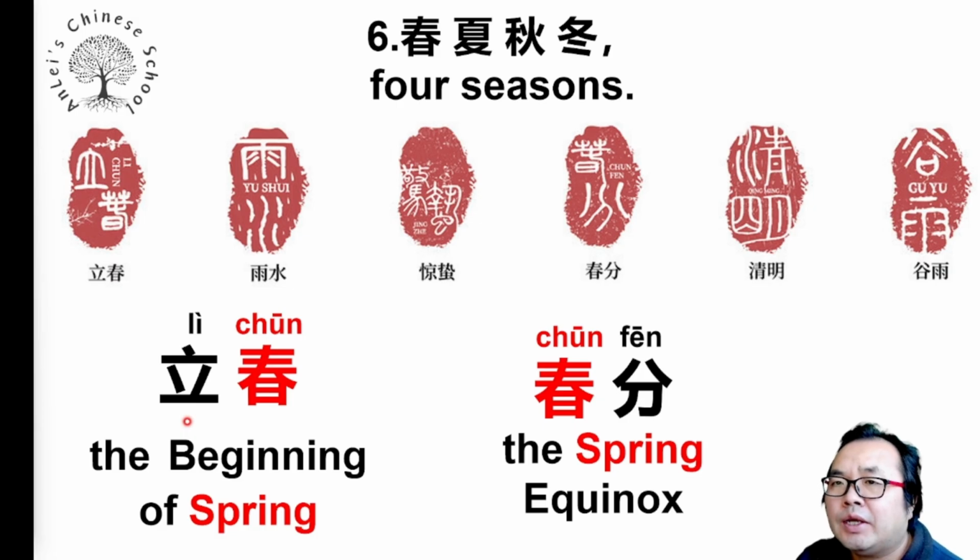In the spring, there's Li Chun, the beginning of spring, and Chun Fen, the spring equinox. The beginning of spring usually falls on February 3rd, 4th, or 5th every year. It marks the start of spring, and all things come back to life. The spring equinox usually comes on March 20th or 21st. The sun shines directly on the equator, resulting in equal day and night, dividing spring into 2 equal parts.